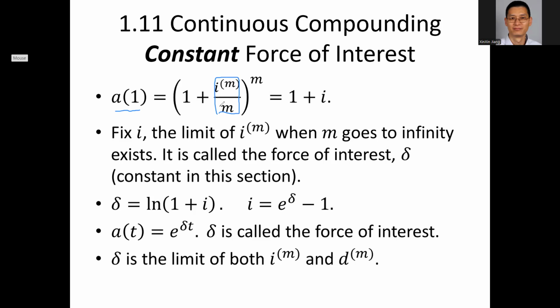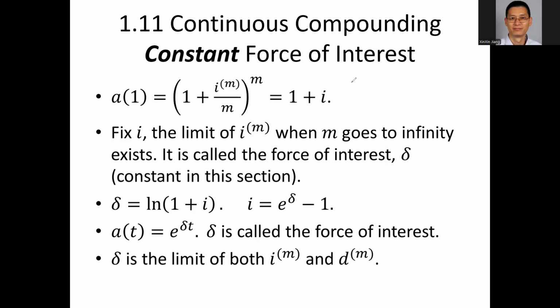Now, if we take the limit when m goes to infinity, so when m is getting bigger, then you compound more and more times a year. Say you have monthly, daily, hourly, maybe secondly, and so forth. So m gets bigger and bigger and bigger. We take a limit, and then it becomes compounding continuously.